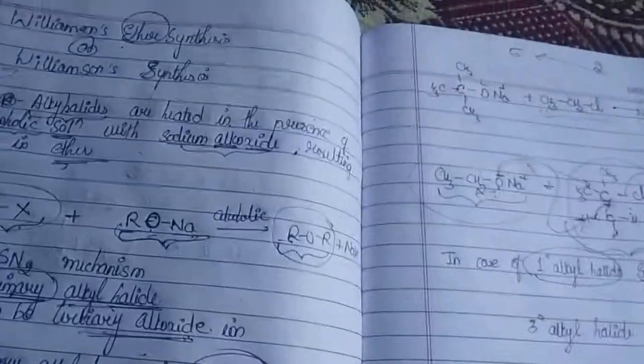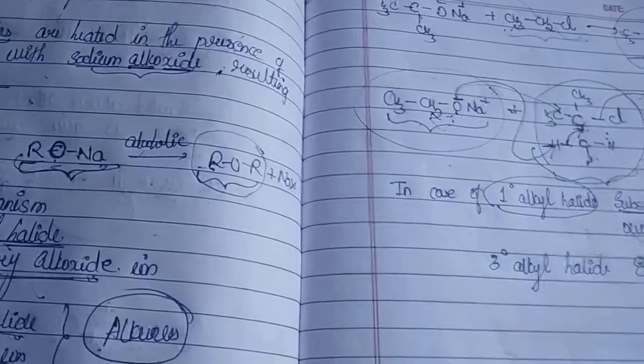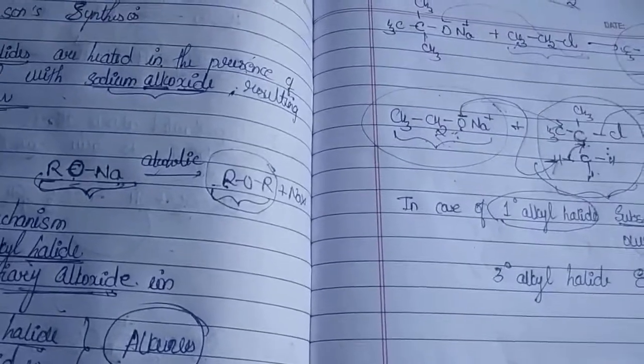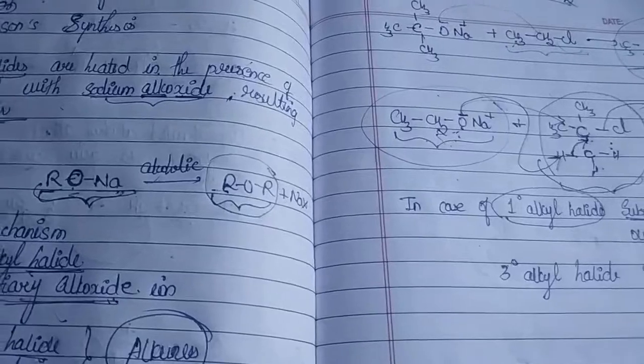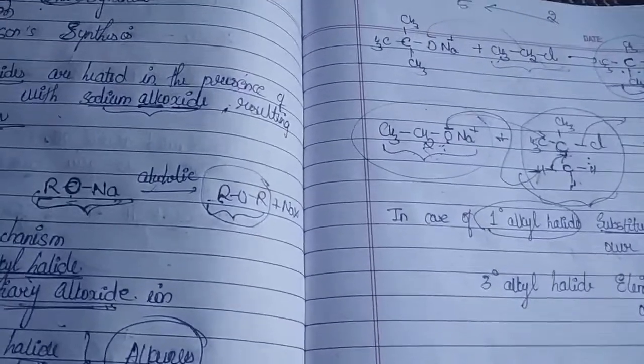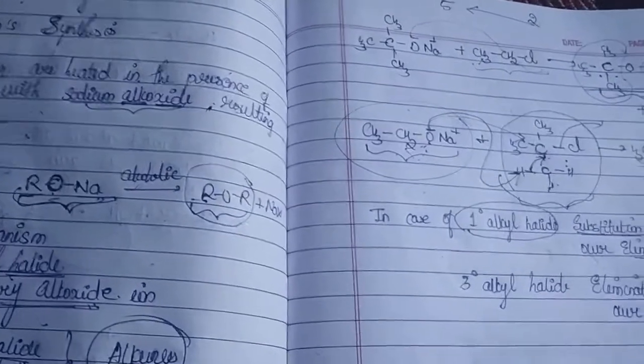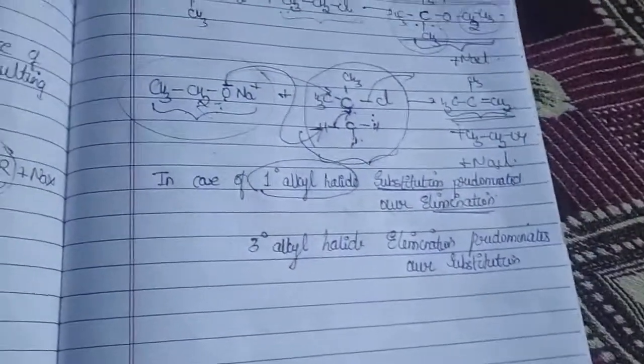Is that clear? So in today's video we have come to know, in the preparation of ethers, the two important concepts. One is the dehydration of alcohols and another is Williamson's ether synthesis. In both the cases we have learned certain additional information. Okay, it doesn't stop over here.